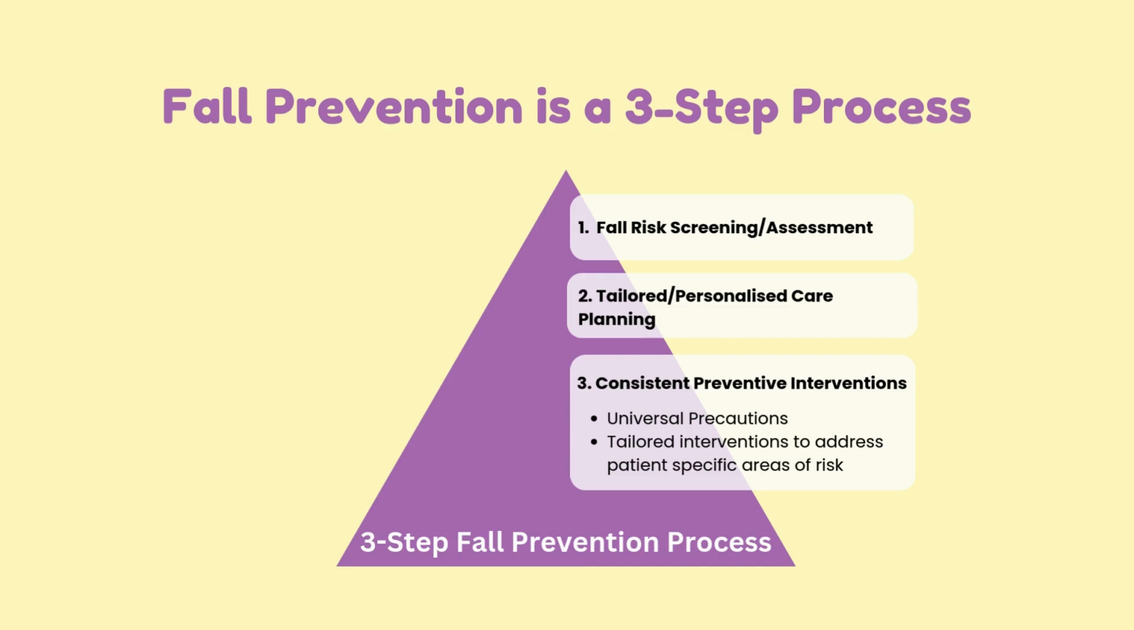The second step focuses on personalized care planning. Once a patient's fall risk is identified, a tailored approach is developed to address their specific needs. This may involve modifying their environment, adjusting medications, or providing mobility assistance. The final step is the consistent implementation of preventive interventions. This includes universal precautions, such as maintaining safe surroundings, and specific interventions that target individual risk factors. By following this three-step approach, we can proactively reduce the likelihood of falls and ensure better patient safety and care outcomes.